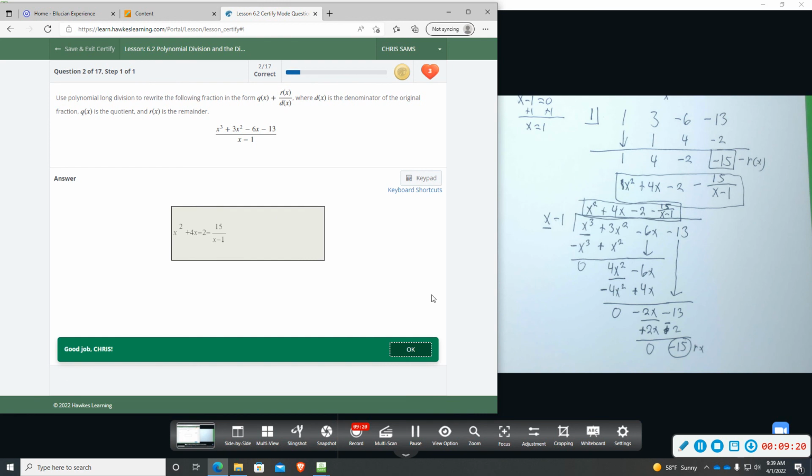All right, so now from here on out, we're going to do just one method, whichever one is going to give you the less work.